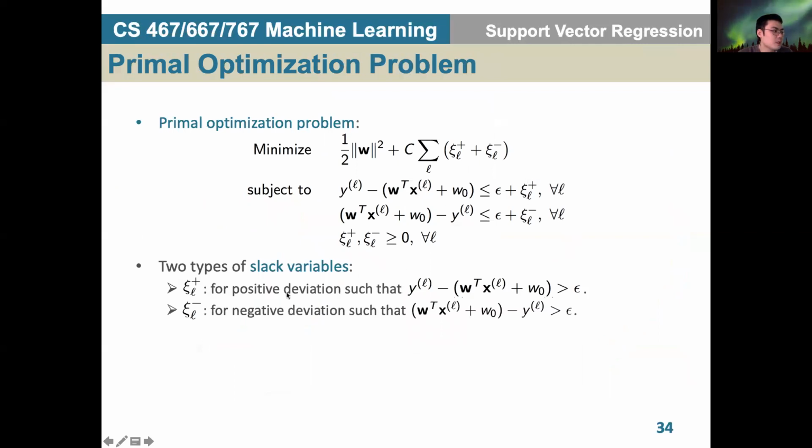The formulation is like this. So let me see whether we have time. We only have 2 minutes. Let's try to cover this.